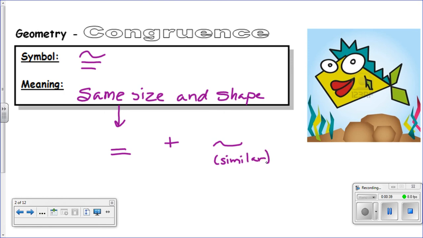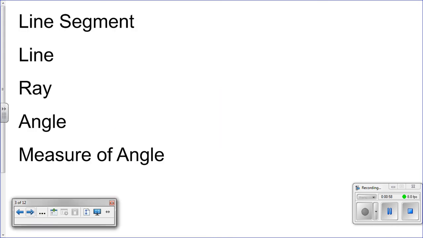That's something you did in 7th grade. So same size and shape. Your two symbols are an equal sign and a similar symbol, and those come together to give you the congruent symbol. So congruence means same size and shape. Now, to do what we're doing today, there's a few symbols that I want to make sure that you remember how to do.